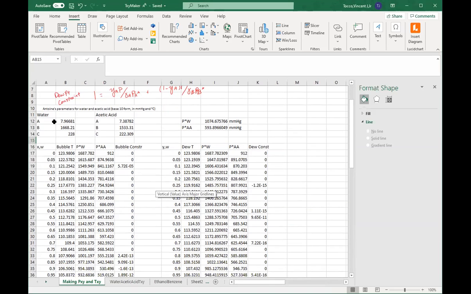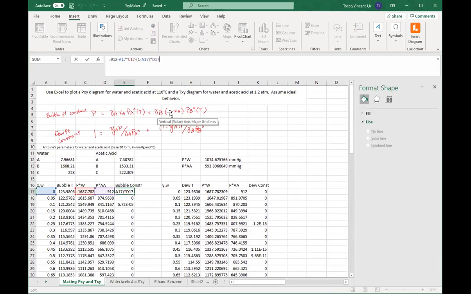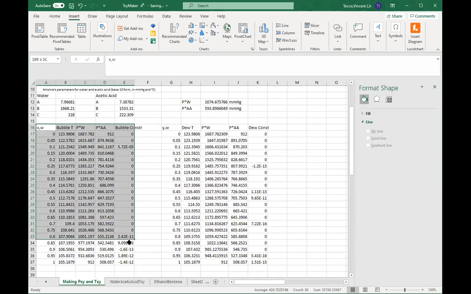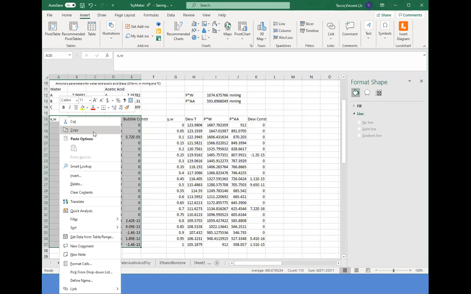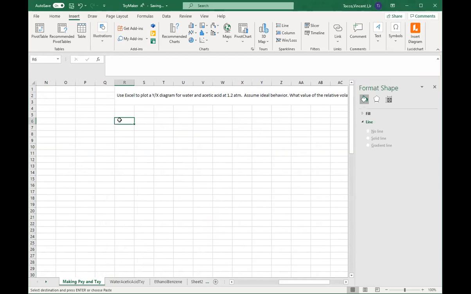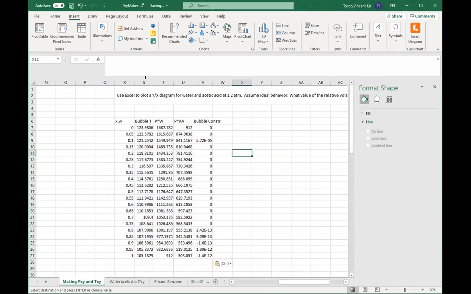So I've got my water and acetic acid Antoine's parameters. Remember that I used Antoine's equation to calculate the vapor pressures for both components. And then my bubble point constraint is given by combining the two Raoult's laws using the constraint that the vapor phase mole fractions must sum to 1. I can do this for either the bubble point or the dew point constraint. I'm just going to pick the bubble point because it's first. So just arbitrarily, I'm going to copy this data over and use that as a starting point to draw my YX diagram. Just going to paste that in here.